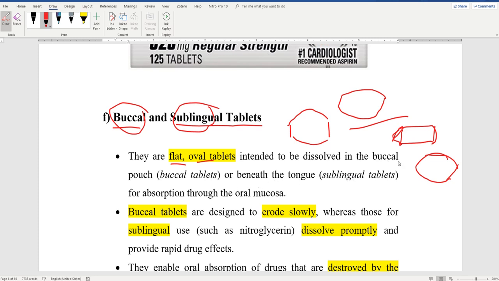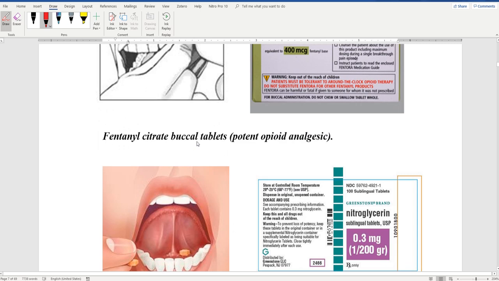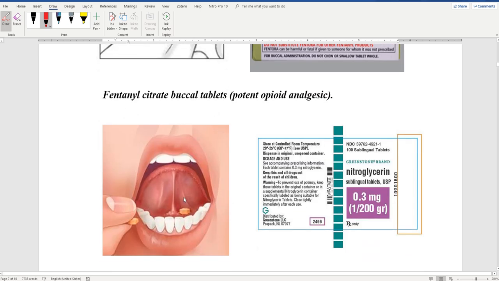طيب, anyway, these tablets are supposed to dissolve either in the buccal pouch. شو يعني منطقة البوكال؟ اللي هي الوجنة اللي هي عند الخد بس من جوا الماوث. Okay, it's from the oral cavity but at the side. Or beneath the tongue اللي هي sublingual tablet. إذا في عندنا نوعين, two types of administration اللي هي البوكال والsublingual. شوفوا هون, this is buccal and this is sublingual.